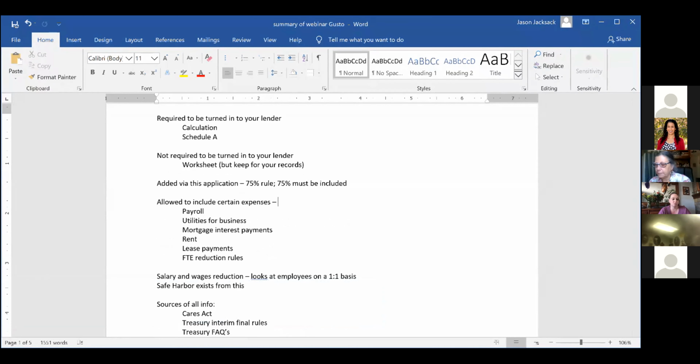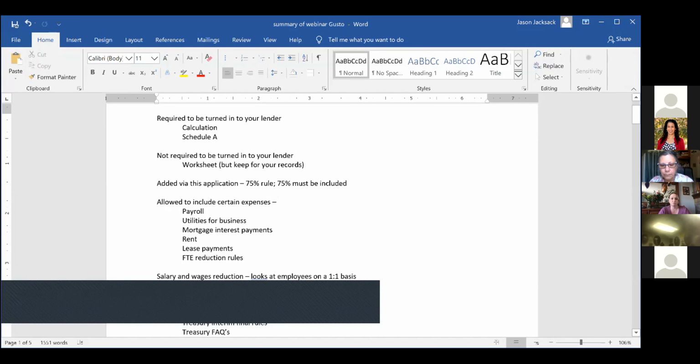My read on the CARES Act and the PPP loan uses is that you're able to use the PPP proceeds to pay for mortgage payments, but the part that can be forgiven is only interest, not the principal payment of the mortgage payment. You can use PPP dollars for rent, lease payments, FTE reduction rules, and something else to mention.